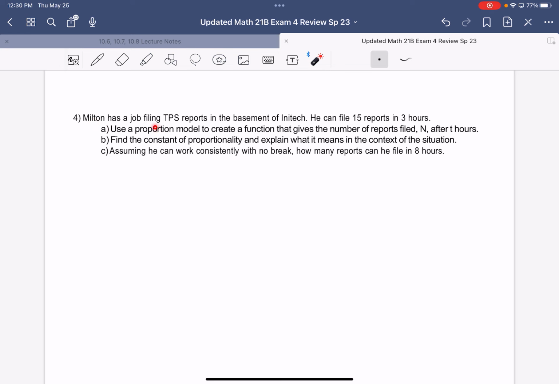Milton has a job filing TPS reports in the basement of Initech. He can file 15 reports in 3 hours. Part A. Use a proportion model to create a function that gives the number of reports filed n after t hours. Part B, find the constant of proportionality and explain what it means in the context of the situation. Part C, assuming he can work consistently with no break, how many reports can he file in 8 hours?